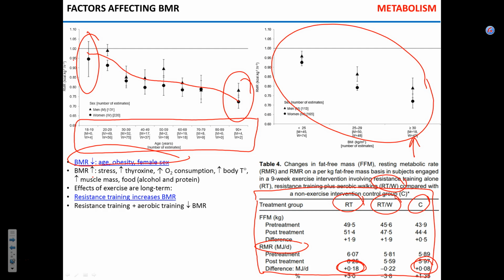Well, resistance training with walking afterwards decreases BMR. So if you do resistance training and then do some aerobic activity, that will actually lead to lower basal metabolic rate. So is that saying like that cool down period that they say is BS? Yeah. Stretch is fine, but cool down is BS.